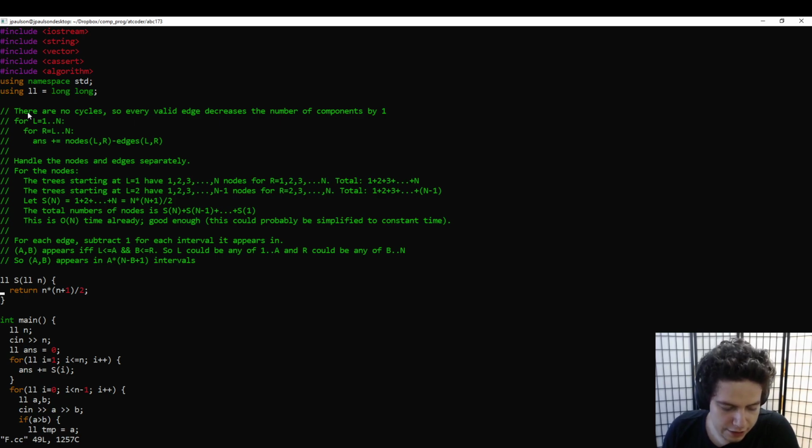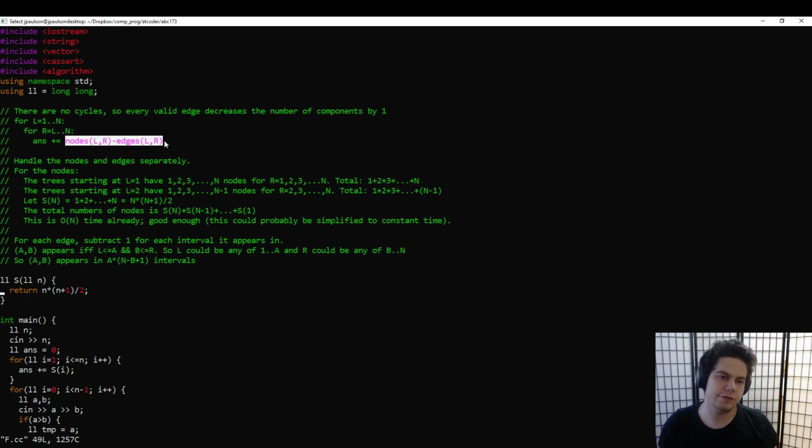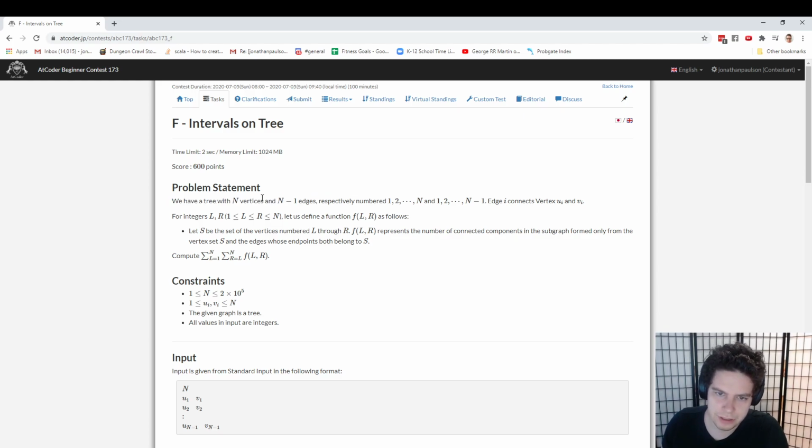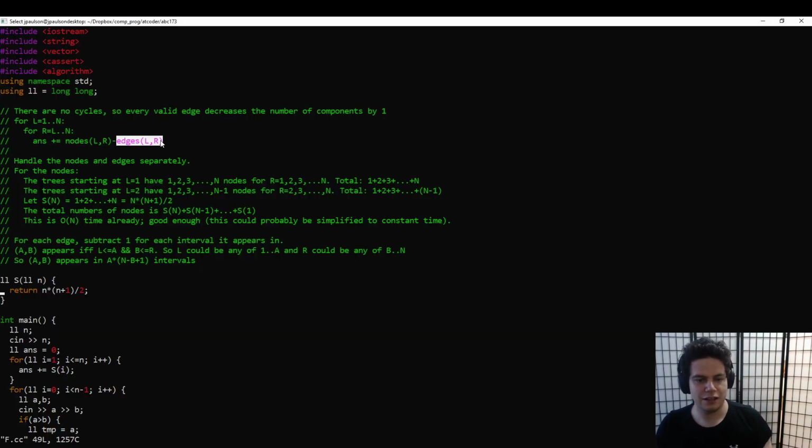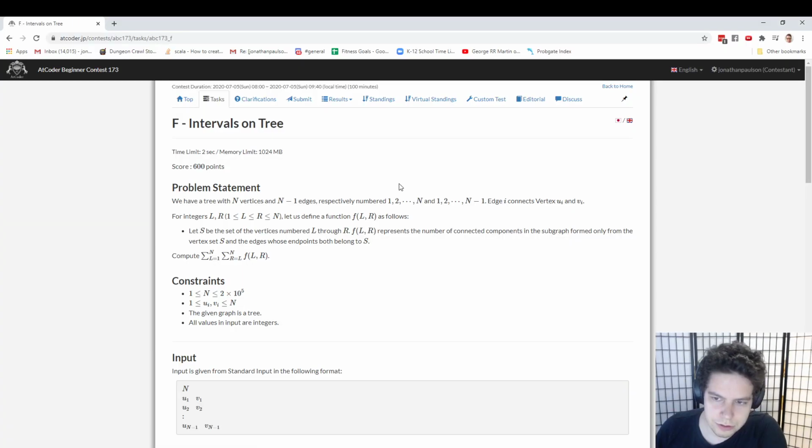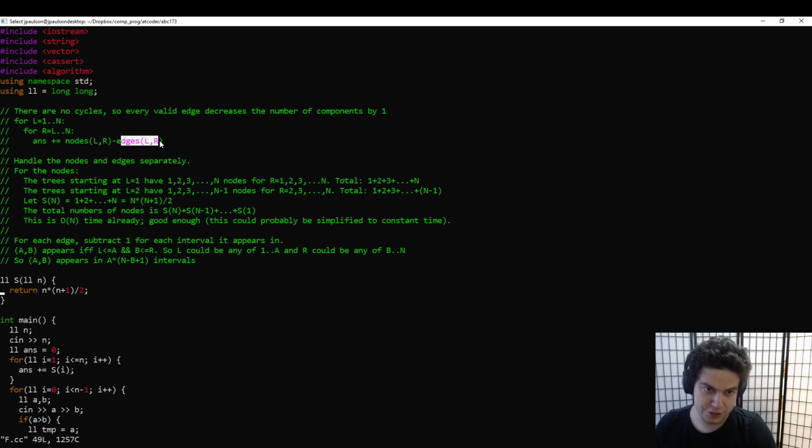The point is that for a given subtree, the number of components is the number of nodes in that subtree minus the number of edges in that subtree. Why is that? There are no cycles in a tree. In a graph with no cycles, every time you add an edge, you decrease the number of components by 1, because you're joining two previously unjoined components. If they were already joined, you would have formed a cycle. And so the number of components in a subtree is just the number of nodes minus the number of edges.